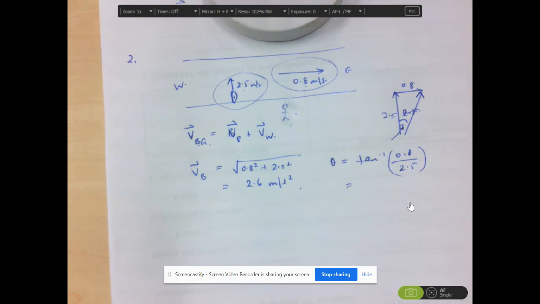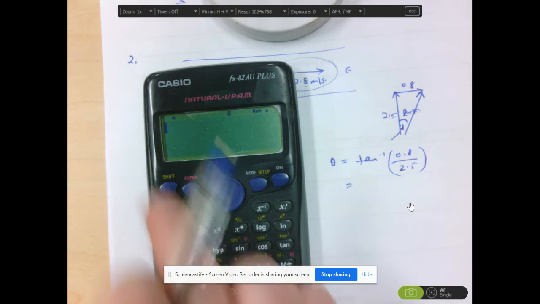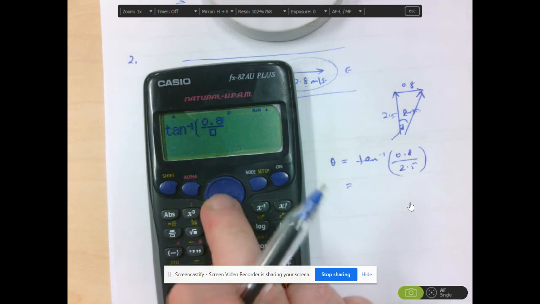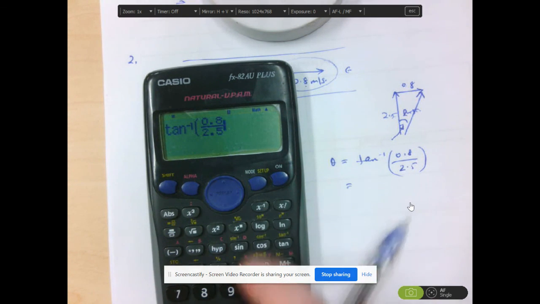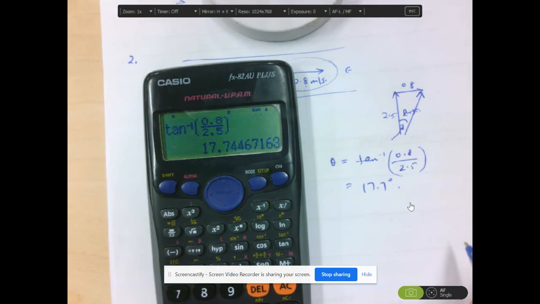And so the angle would be shift tan of 0.8 over 2.5, and that's 17.7 degrees.